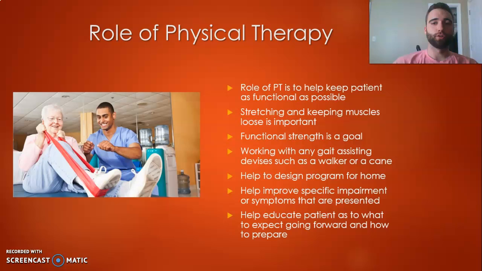It's important to continue to stretch and keep muscles loose, because as we become less active in situations where we do get a flare-up, it's important to continue to stay stretched out, because there are aches and pains with tight muscles. As I said, functional strength is the goal, but also working with any gait-assisting devices such as a cane or a walker, making sure they're using them correctly and realize the importance of using them to avoid falling. Having the cane on the right side, the cane at the right height, things of that nature.